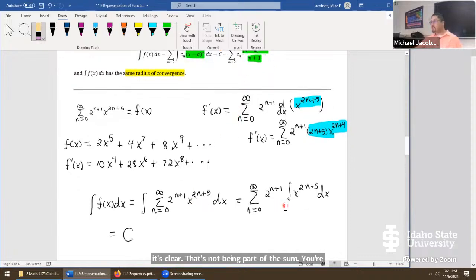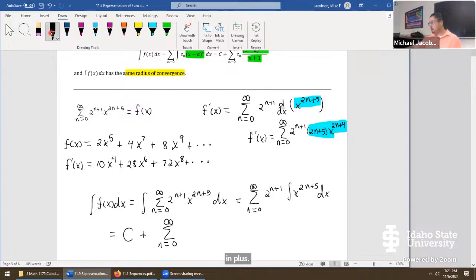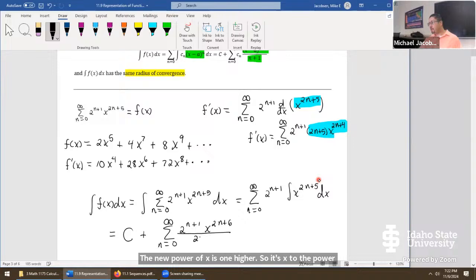So we're integrating, we have a constant c. We'll throw in plus summation from 0 to infinity. Copy in the constant 2 to the power of n plus 1. And this is just an ordinary integral from calculus 1. The new power of x is 1 higher, so it's x to the power 2n plus 6. So we divide by that new power, 2n plus 6. So here to here, that's the result of integrating the power series.